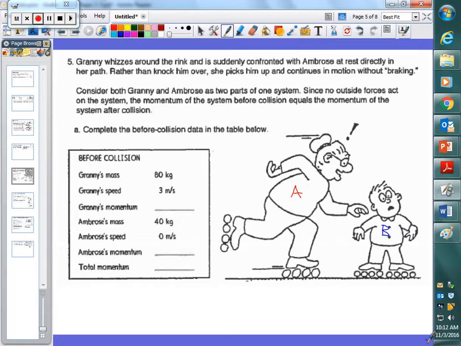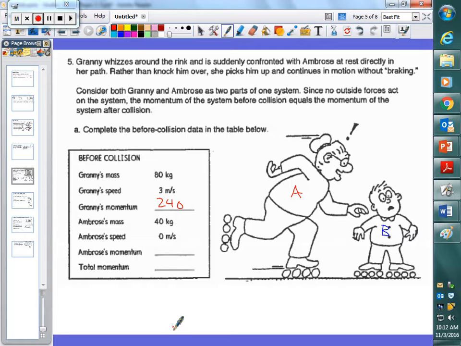So Granny has a mass of 80 kilograms. She's going at 3 meters per second. What is her momentum going to be? It's going to be 240. Does everyone see where that number came from? If you don't understand, raise your hand. Don't be a chicken. We know that momentum is m times v, right?